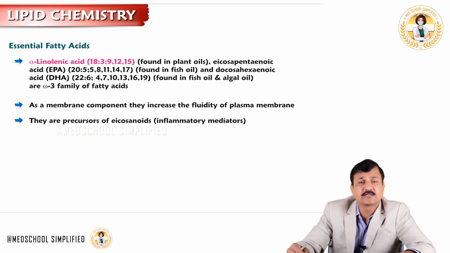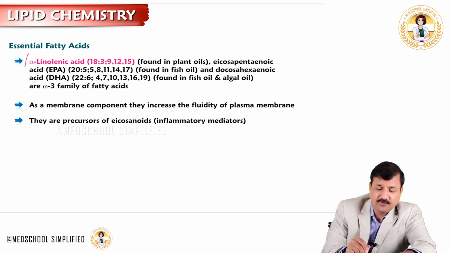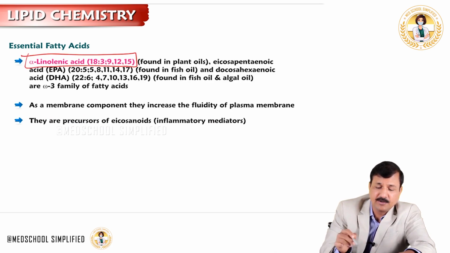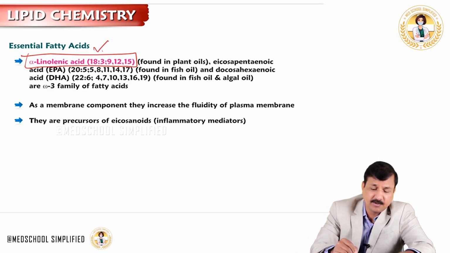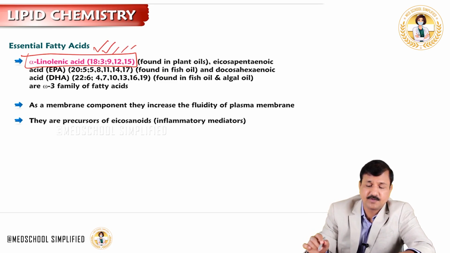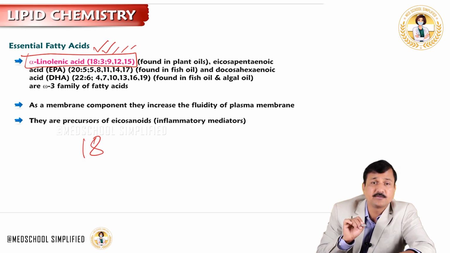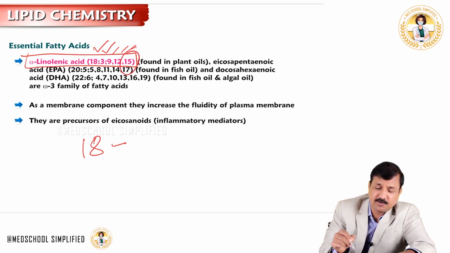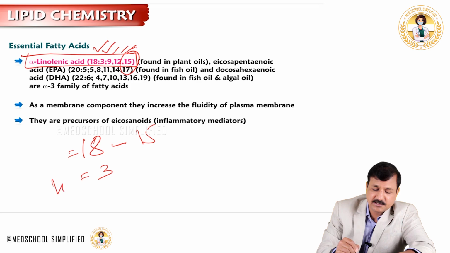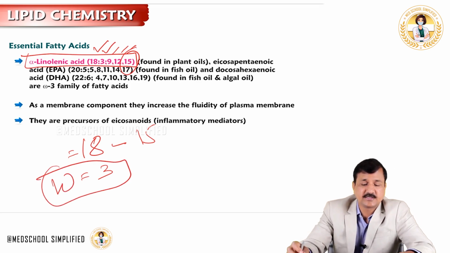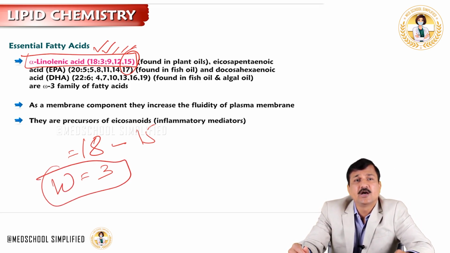Coming to another essential fatty acid here, it is alpha linolenic acid. Look at the numbering of alpha linolenic acid. It is 18 carbons total, 3 double bonds are there, and the location of double bonds is 9, 12 and 15. So the total number of carbons is 18, and the last double bond is present at 15th carbon. So subtract that number from 18. 18 minus 15, you get 3. That means this is an omega 3 family of fatty acid. So alpha linolenic acid is an omega 3 family of fatty acid.